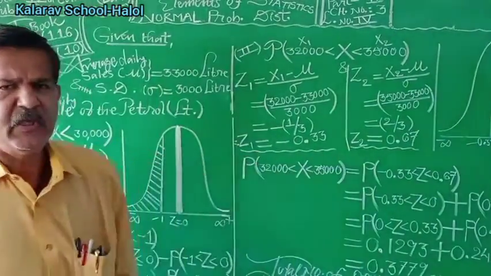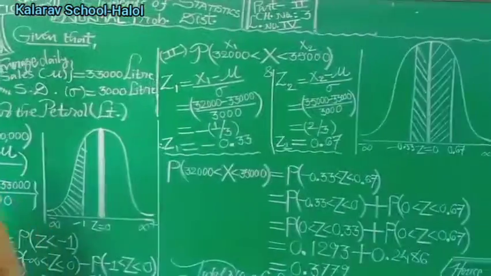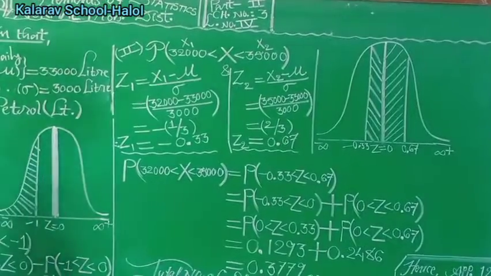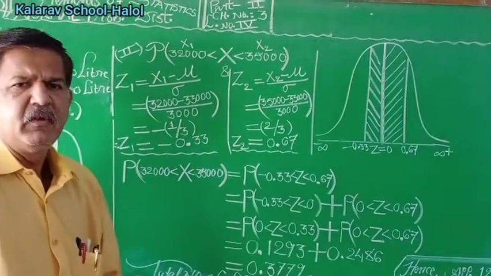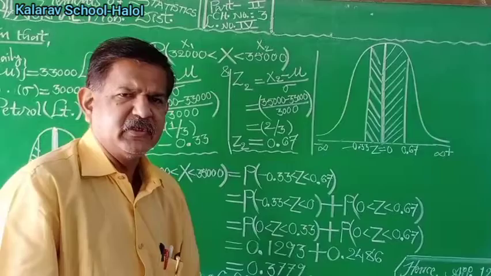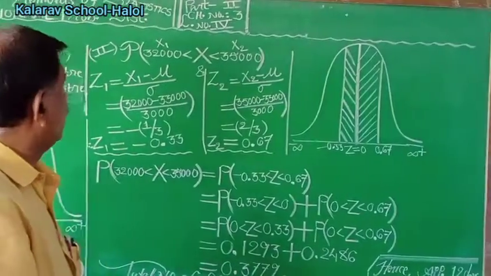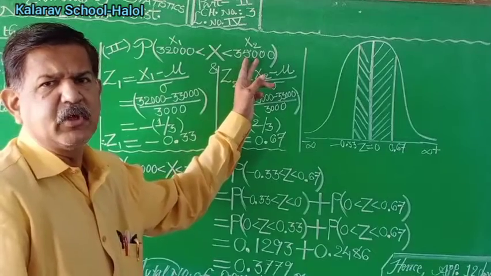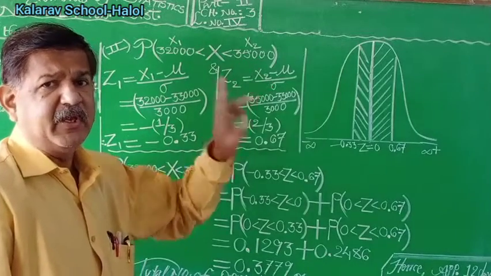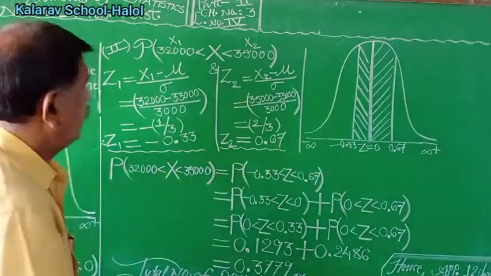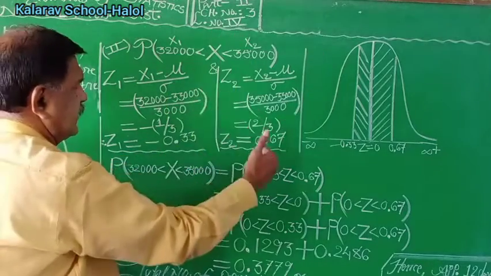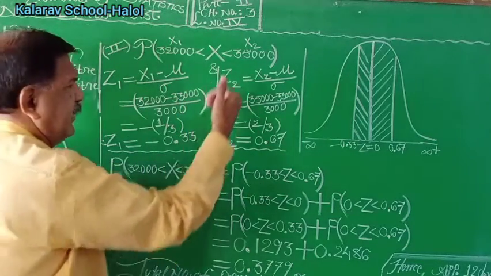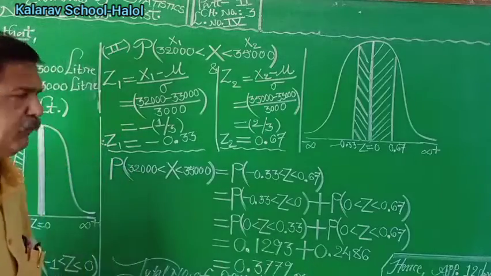Another case, the second one. This is in the month of May, how many days? Estimated days. Find the estimated number of the days for which the sale of the petrol will remain between 32,000 and 35,000. Now X should be converted into Z. This is X1 and this is X2. Means calculation of Z1 and calculation of Z2.